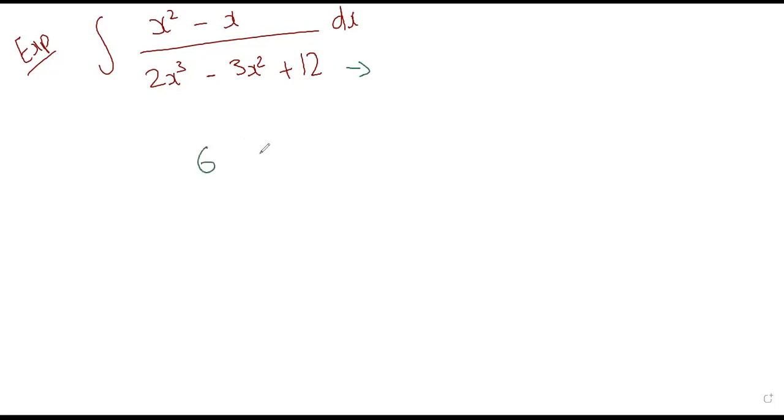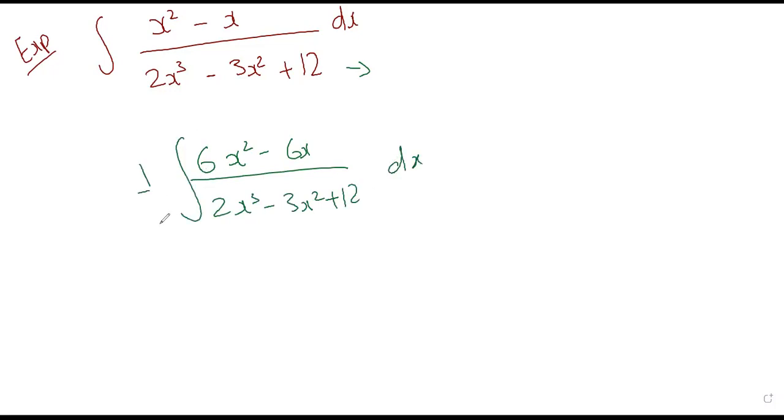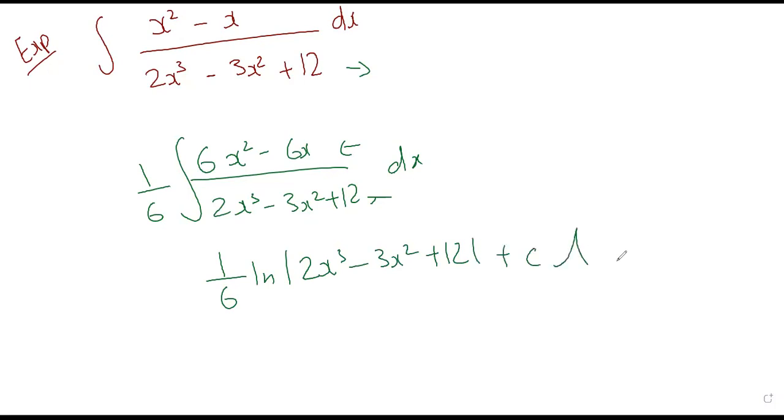I can write it down as minus 6x divided by 2x cubed minus 3x squared plus 12 dx. And since I have taken 6 inside, I need to have it outside as well in order to balance things, right? So the derivative of this denominator is in the numerator, agreed? Yes. So this would be ln of 2x cubed minus 3x squared plus 12 plus c, is the answer, right? Yes. Okay, so we are done with this as well. Very good.